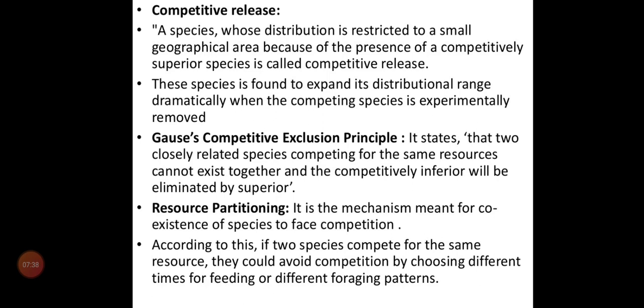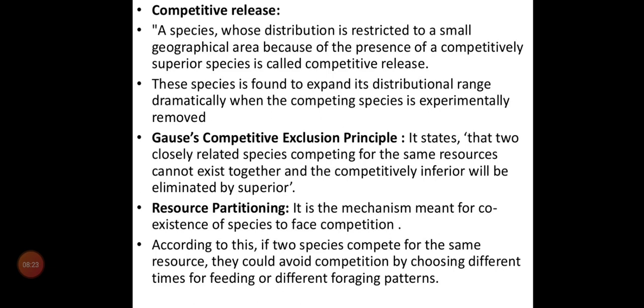And here next one, competitive release. A species whose distribution is restricted to a small geographical area because of the presence of a competitively superior species is called competitive release. Here you want to remember, if two species are distributed in a small area, the superior species will show one higher level of authority, and that we call competitive release. This species is found to expand its distributional range dramatically when the competing species is experimentally removed. So they are doing some experiments to show this process.